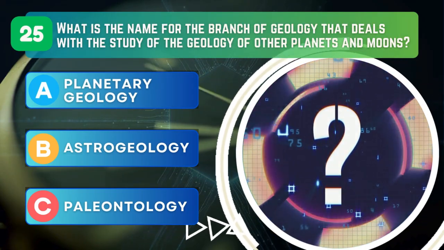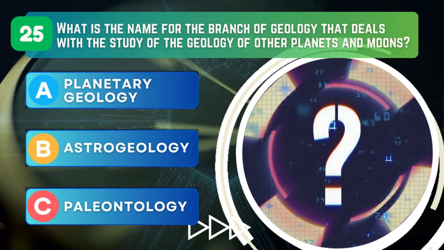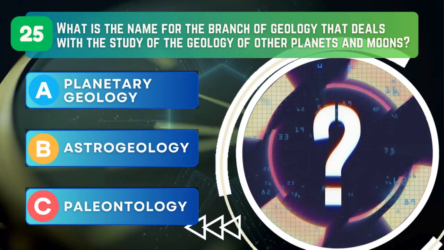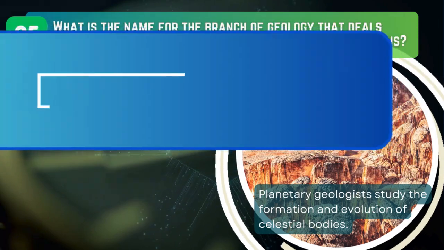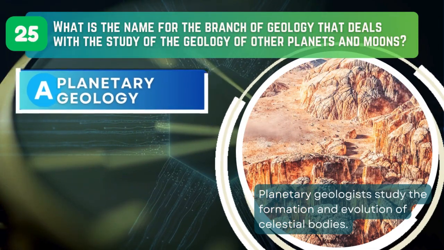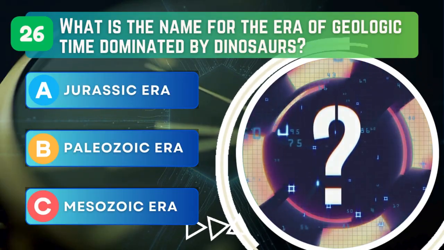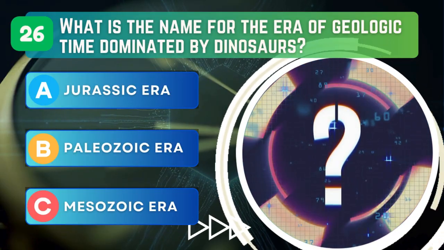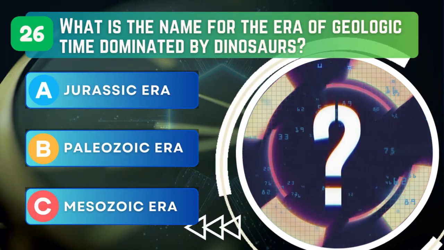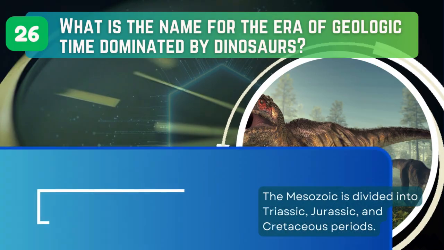What is the name for the branch of geology that deals with the study of the geology of other planets and moons? Planetary geology. What is the name for the era of geologic time dominated by dinosaurs? Mesozoic era.